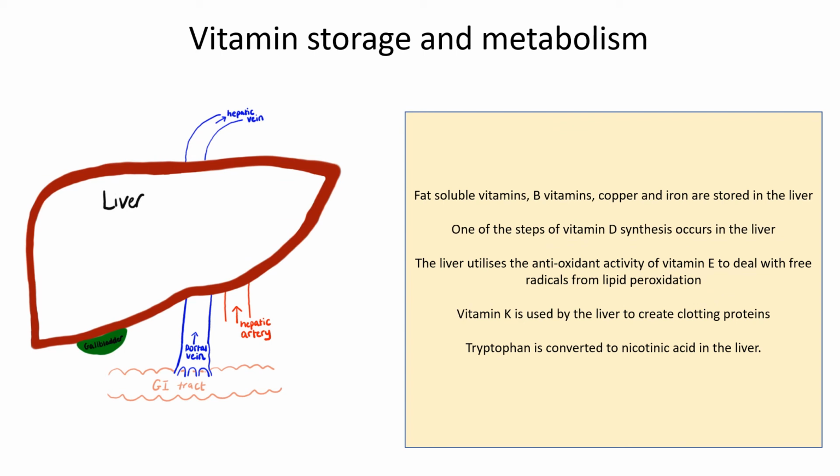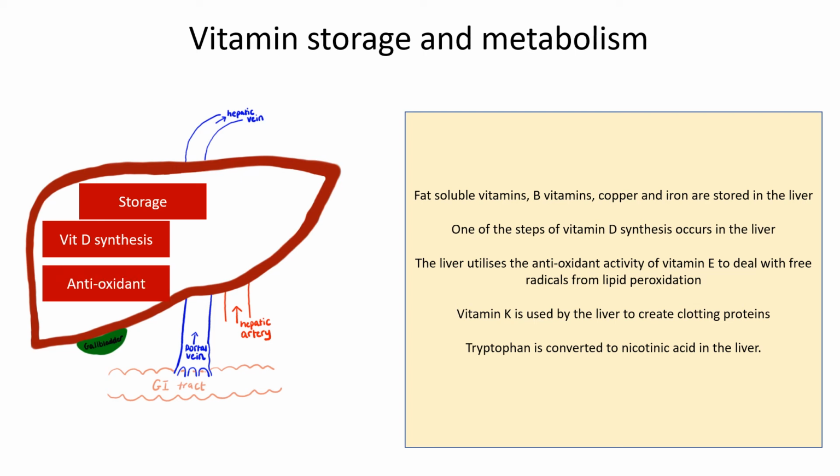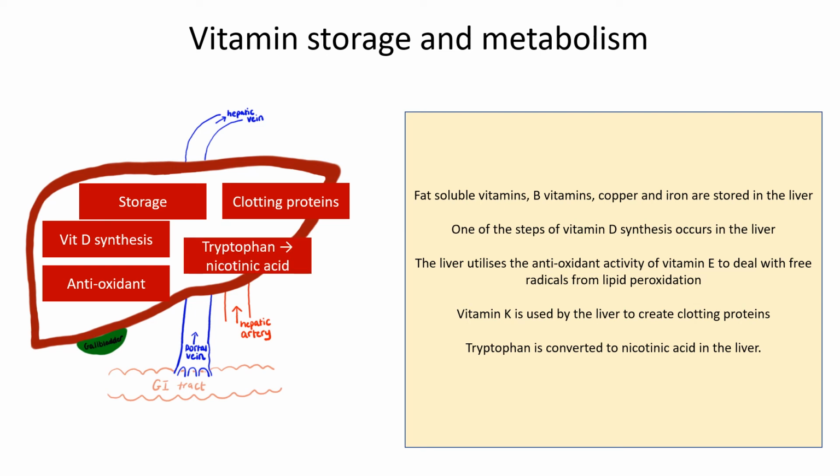The liver plays a role in vitamin storage and metabolism. Fat-soluble vitamins, B vitamins, copper and iron are stored in the liver. One step of vitamin D synthesis occurs in the liver. The liver utilises the antioxidant activity of vitamin E to deal with free radicals from lipid peroxidation. Vitamin K is used by the liver to create clotting proteins, and tryptophan is converted to nicotinic acid in the liver.